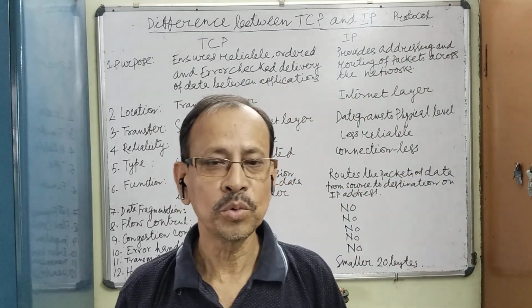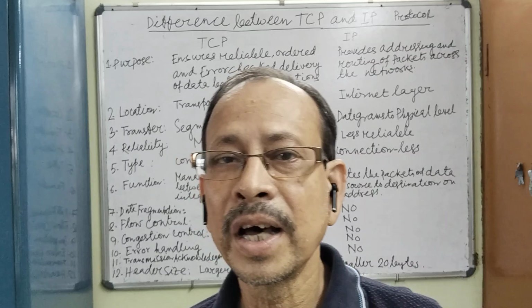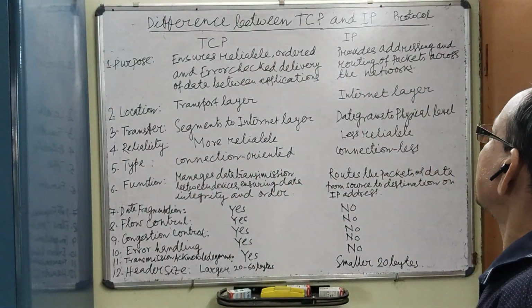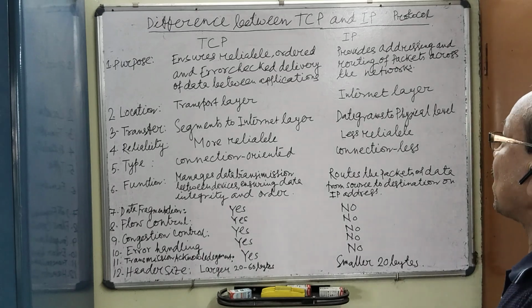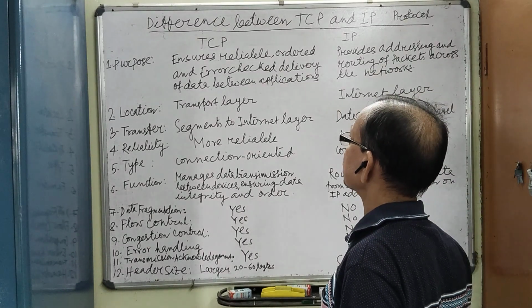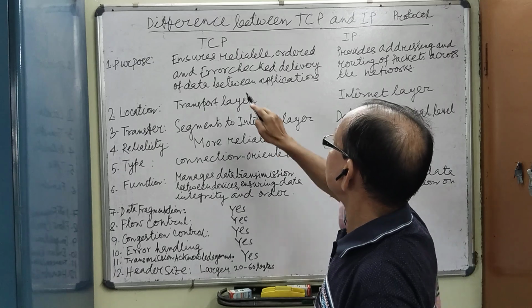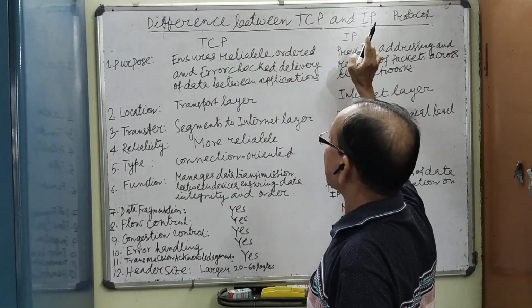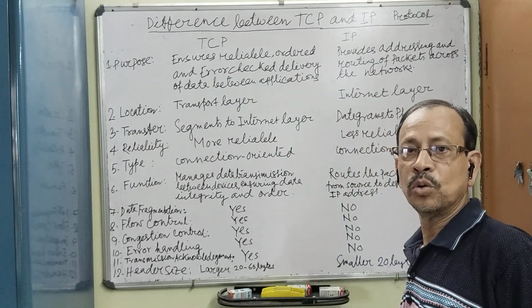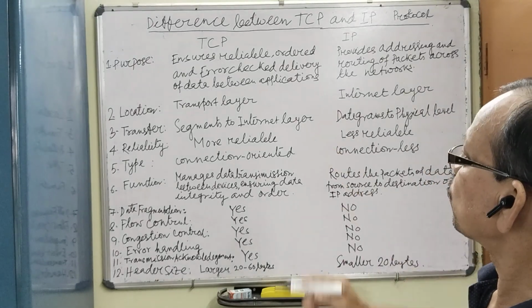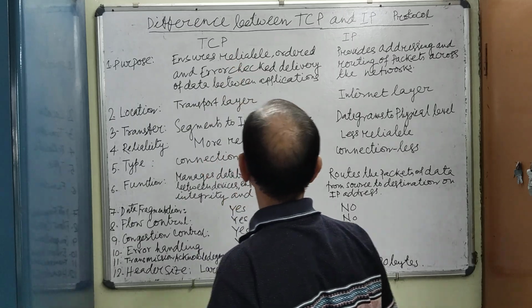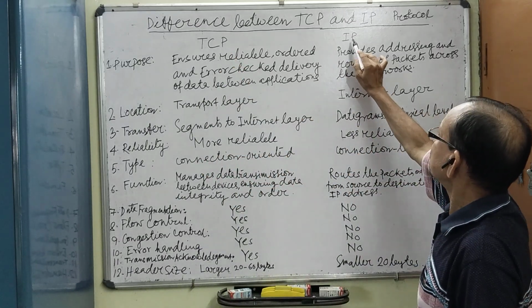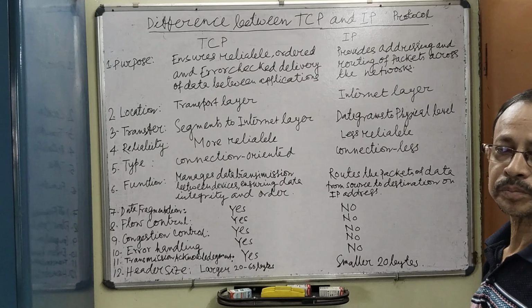In the last class, we discussed the OSI model and the TCP/IP protocol. Now, we are going to discuss the difference between TCP and IP protocol. We already know the full form of TCP, Transmission Control Protocol, and IP means Internet Protocol.